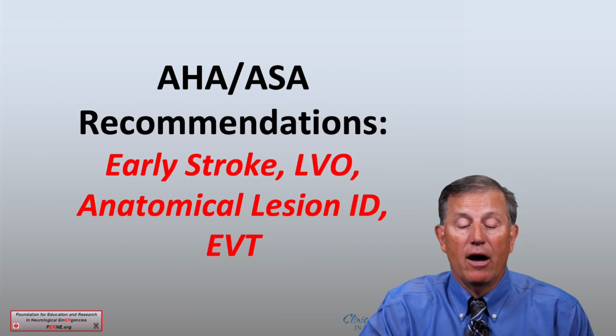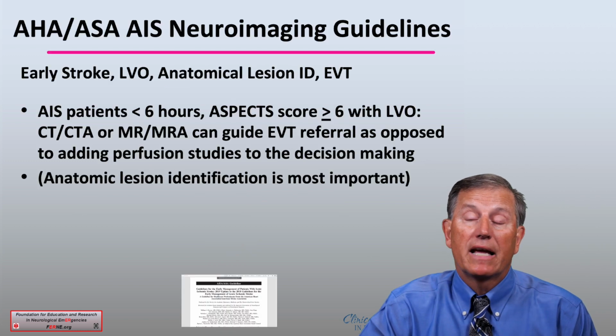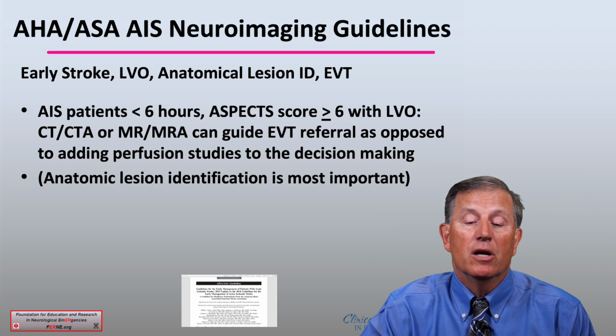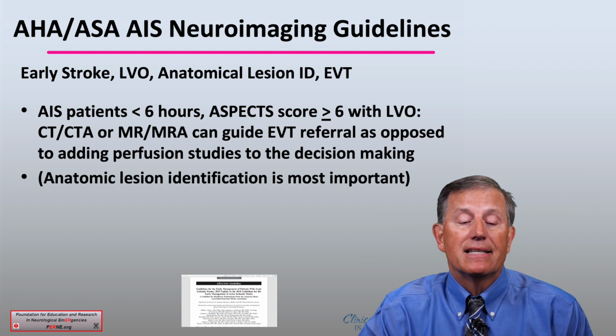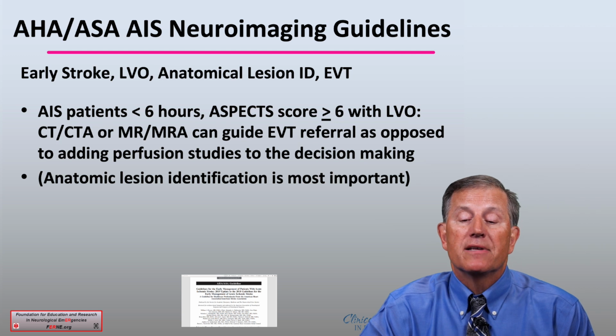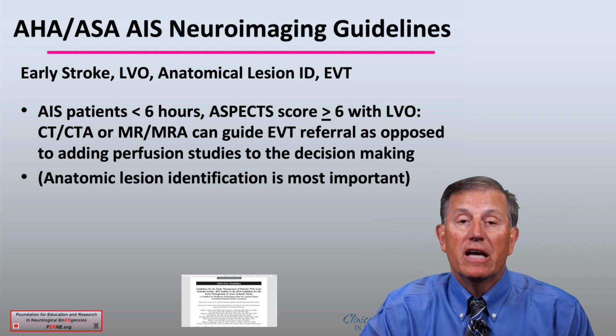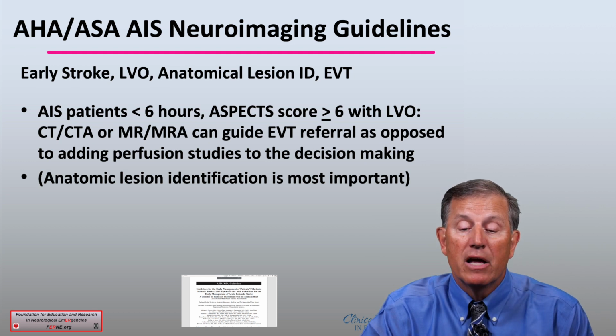What about early stroke, LVO, anatomical lesion identification, or EVT itself? So what do the guidelines say about AIS neuroimaging in these situations where you're trying to identify the anatomical lesion? The guidelines say in stroke patients less than 6 hours where the ASPECT score is 6 or greater with a suspected LVO, you should do vessel imaging with CTA or MRA to guide your use of endovascular therapies and referral to a comprehensive stroke center, as opposed to waiting and doing additional perfusion studies to add to your decision making.